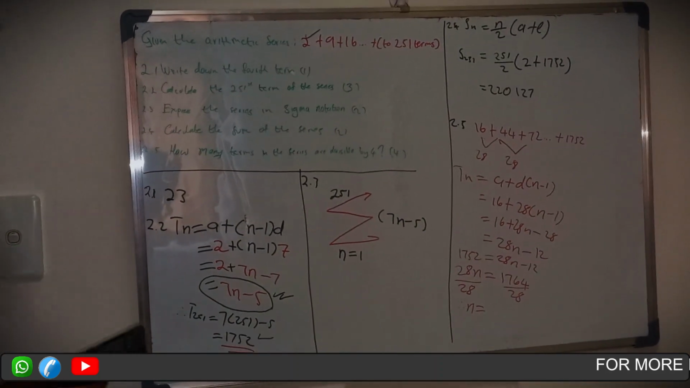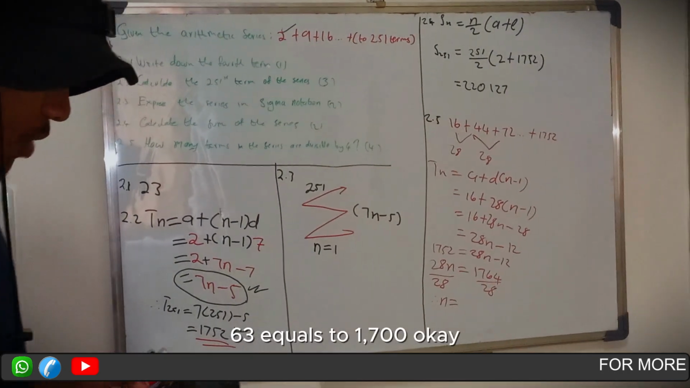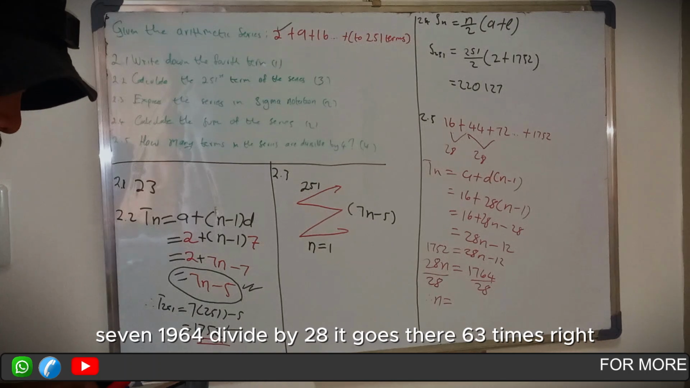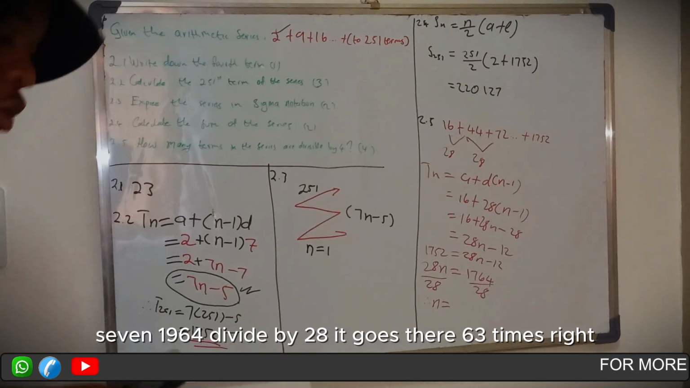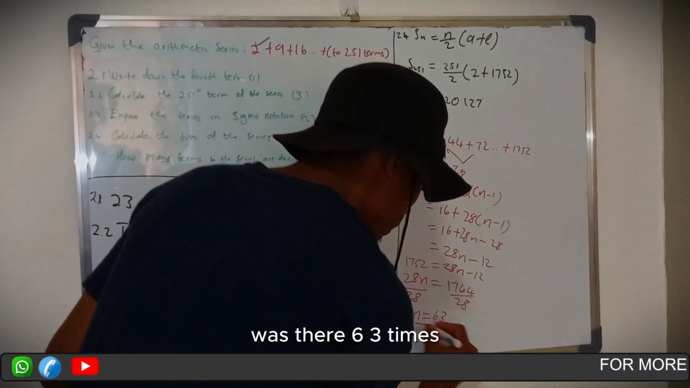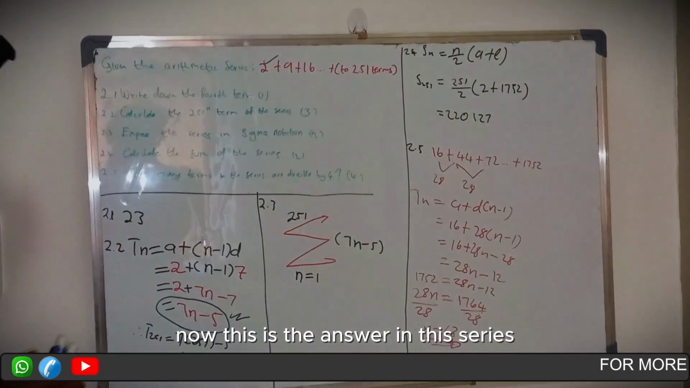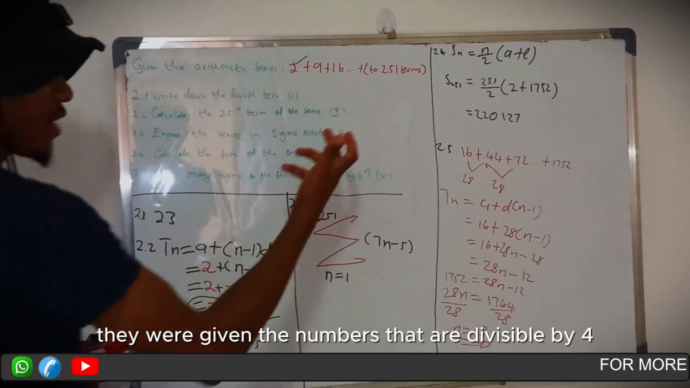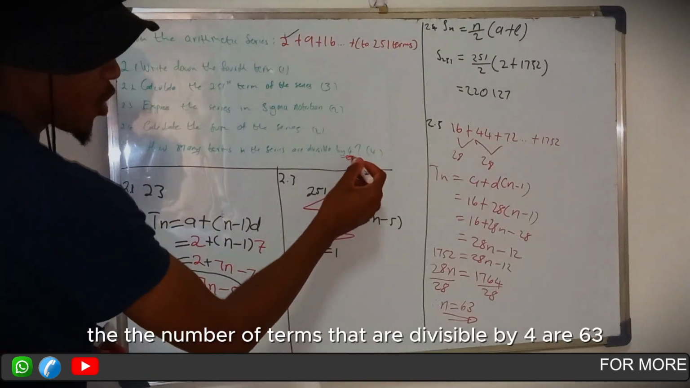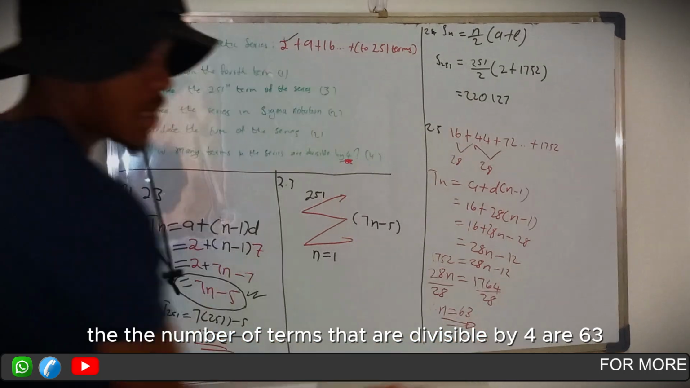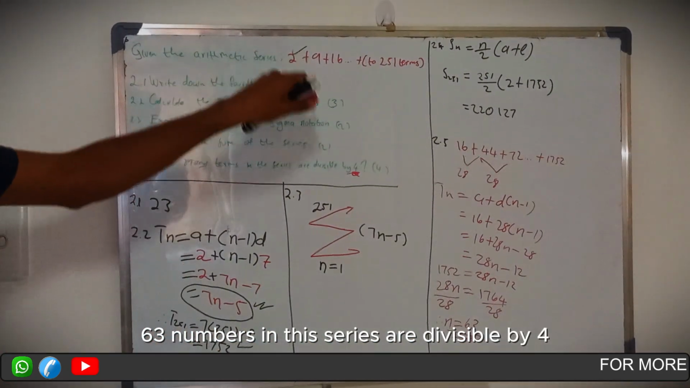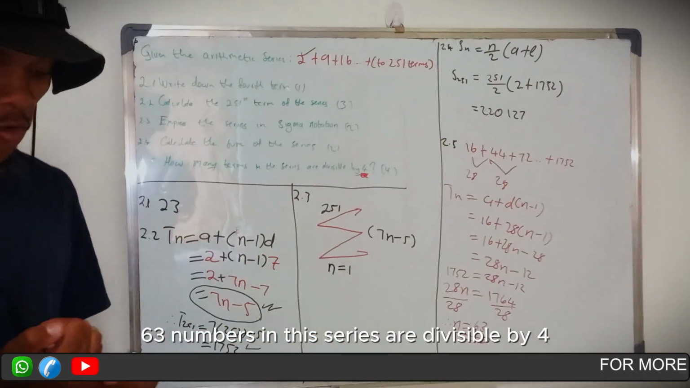roughly 60. 28 goes into 1,700. Okay, 1764 divided by 28. It goes there 63 times. Right. Because there's 63 times. Now, this is the answer. In this series that we're given, the number of terms that are divisible by 4 are 63. It means in this series, 63 numbers are divisible by 4.